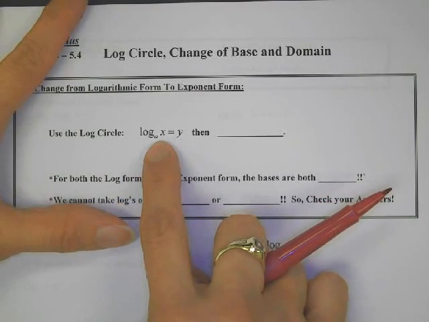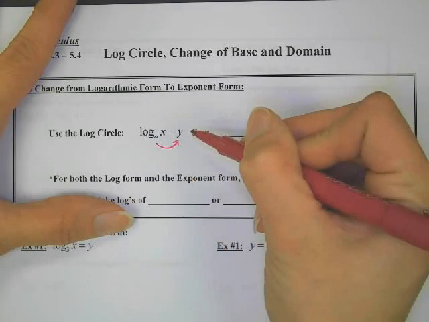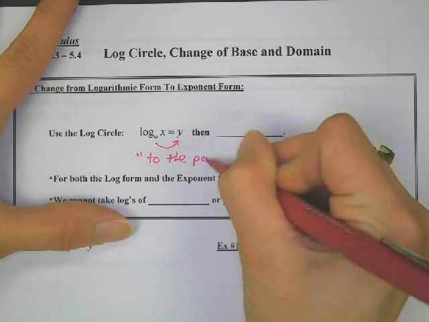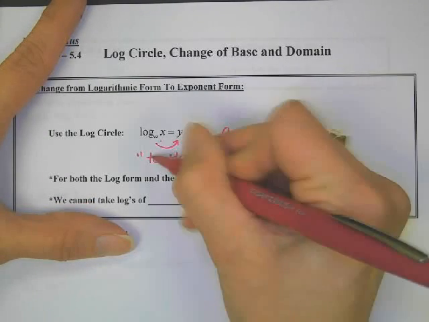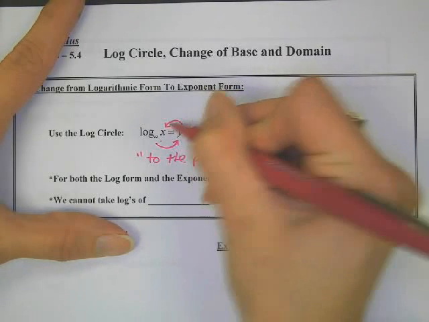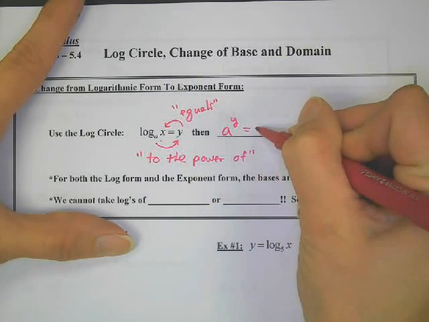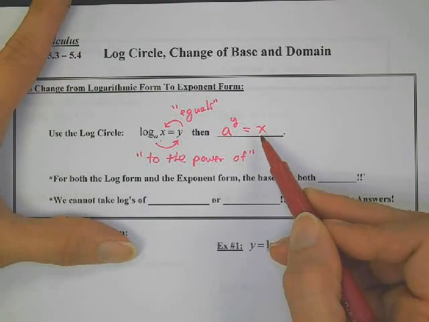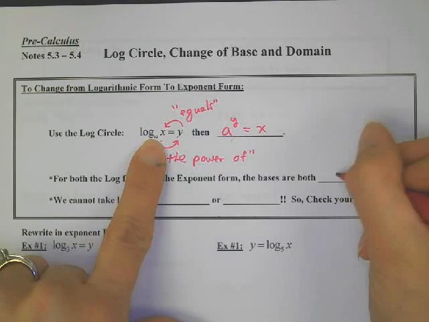Okay, that little a down there, that's the base. That's the base. And so what you do is you start here and you go in a circle up to there. Okay, and what you say is the words to the power of. So if that's your base a, and you say the words to the power of y, okay, and then you finish the circle here and you say equals, so we'll say equals x. So we just switched from log form to exponent form. And for both the log form and the exponent form, the bases, the base and the base, they're both a.